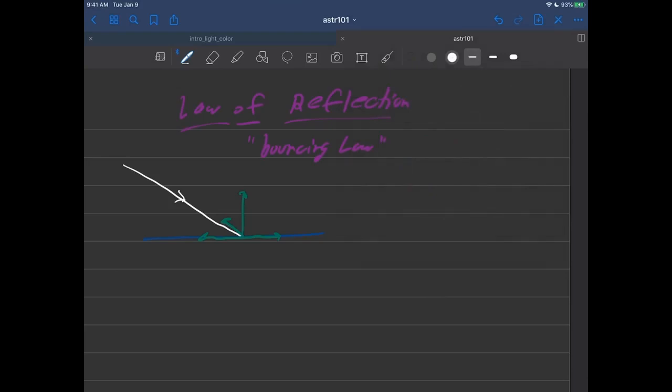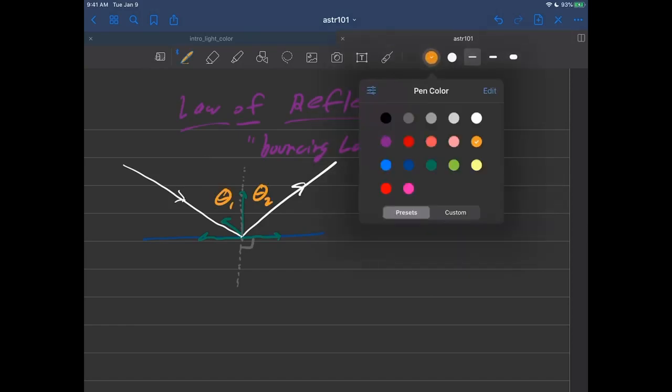Light always is going to take a very symmetrical bounce like that, so that if you have your normal line drawn in here, which is a line that's perpendicular to the surface of interaction, then this angle right here, which is called theta 1, is going to be equal to theta 2, that angle in there. That's the way light always bounces off a surface.